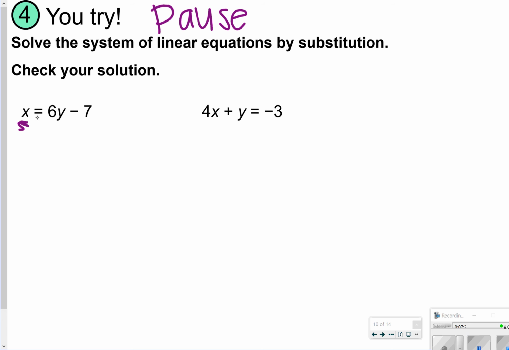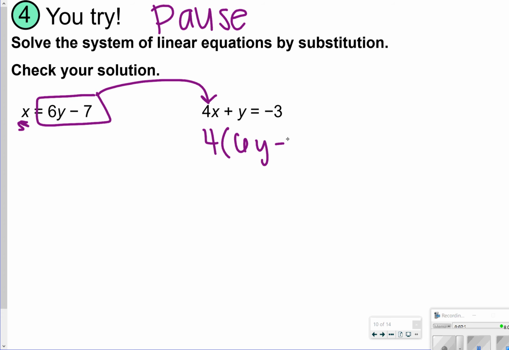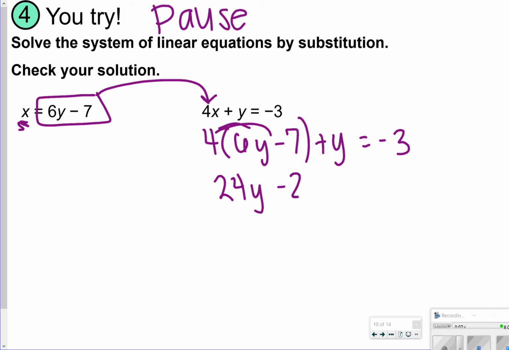So I'm going to plug this x into this x over here. So I'll have 4 parentheses 6y minus 7, plus y is equal to negative 3. I'm going to go ahead and distribute. So 4 times 6y is 24y. 4 times negative 7 is negative 28. And then plus y equals negative 3.